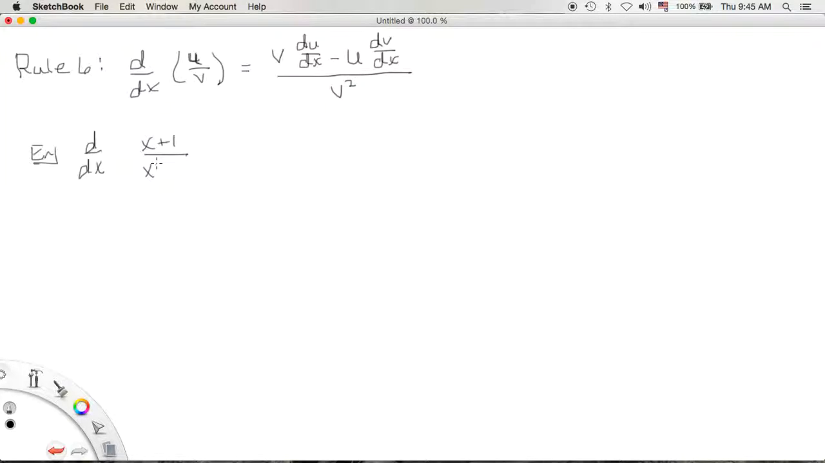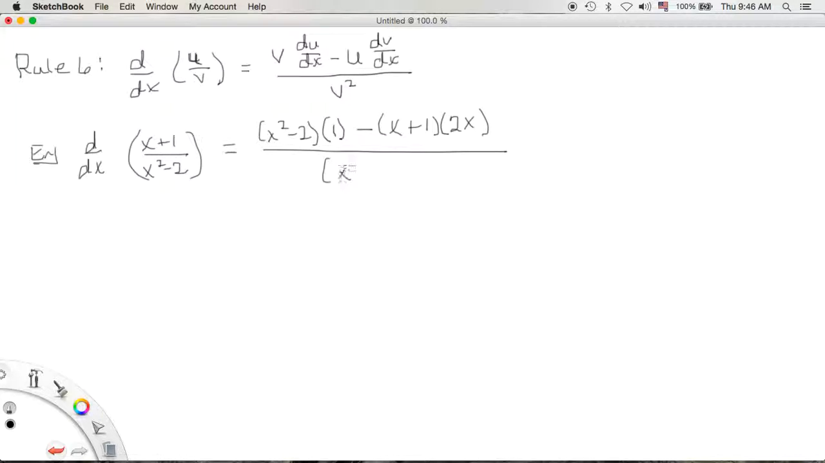So for example, if I want to take the derivative with respect to x of x plus 1 over x squared minus 2, so I take the bottom times the derivative of the top. So what's the derivative of the top? Well, we take this exponent down 1, and then we have x to the 0, so that's just 1, and then plus 0, so that's just 1, minus top times the derivative of the bottom. So we use our power rule, and then the constant is 0, so leave that, and then we have all over the bottom squared. And we're going to, of course, simplify this down.